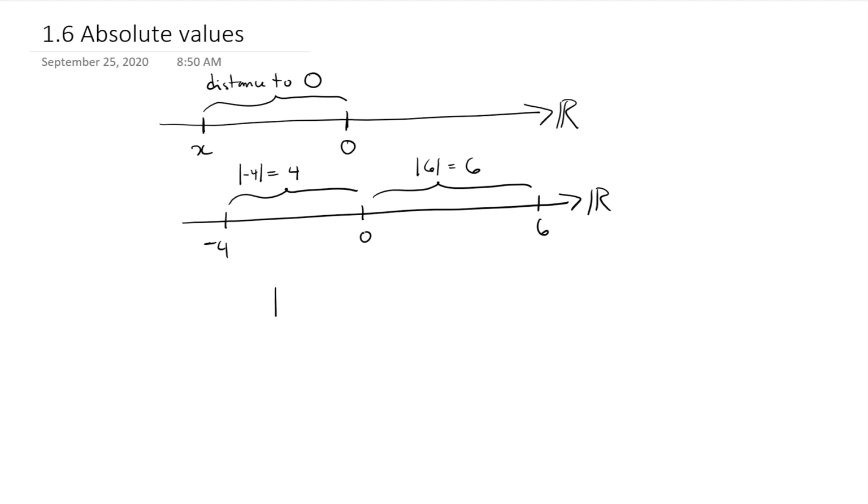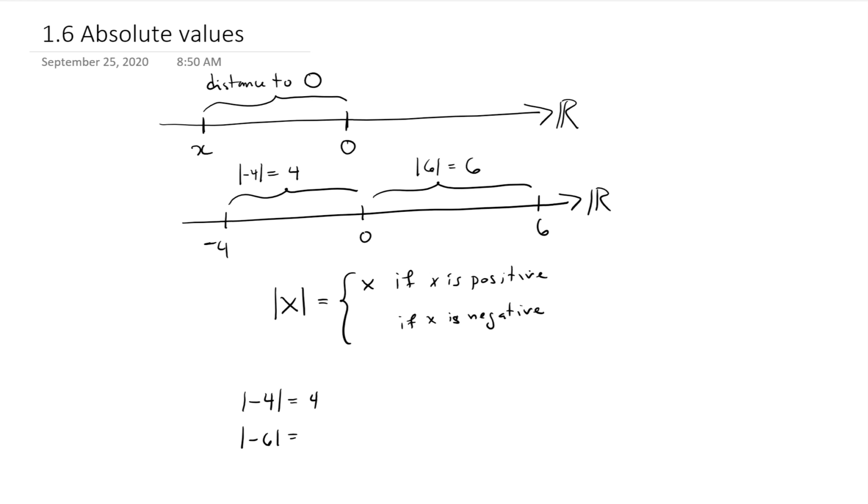So in general, if I have a number x, its absolute value is x if x is positive. But if x is negative, what is the expression that gives me the absolute value? Well, let's think about this. If it's minus 4, the absolute value is 4. If it's minus 6, the absolute value is 6.